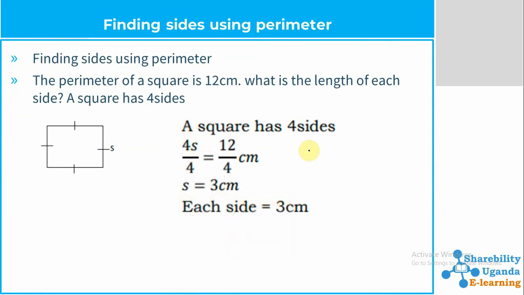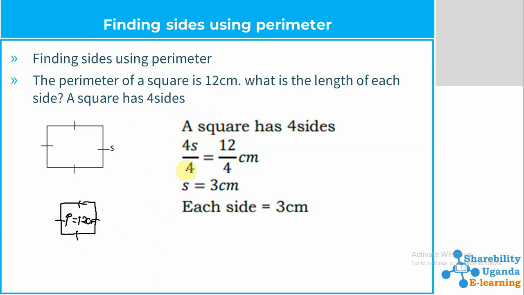Now when you look at this, they are telling us that a square has 4 sides. If this is our square, we should have our 4 sides. And since we are dealing with polygons, they have all sides equal. So when we have our 12 centimeters as our perimeter, this is going to be our 12 centimeters. Then they want us to find the number of sides.